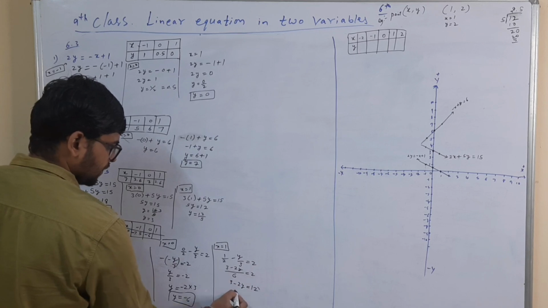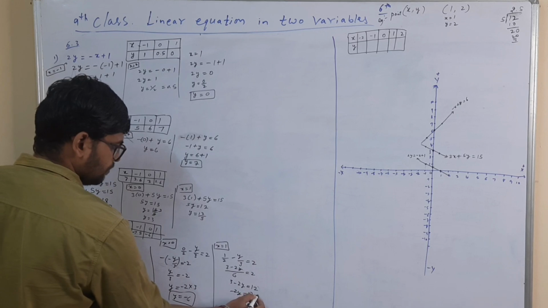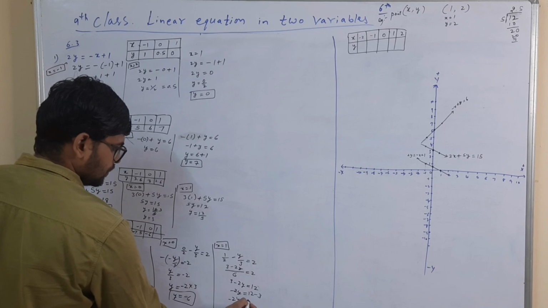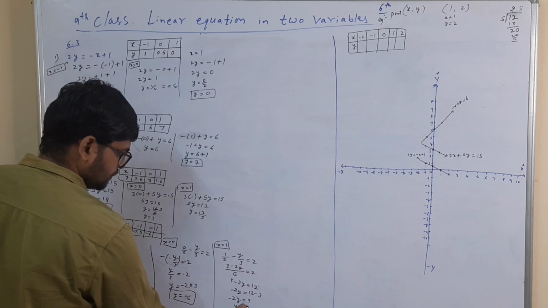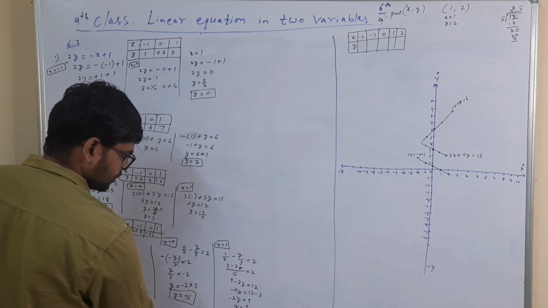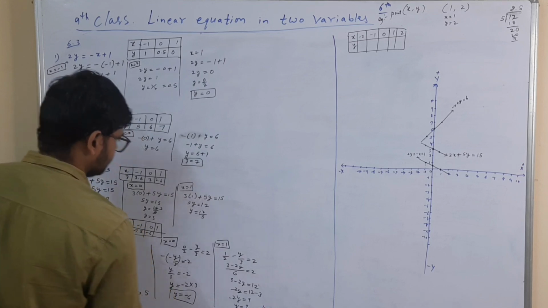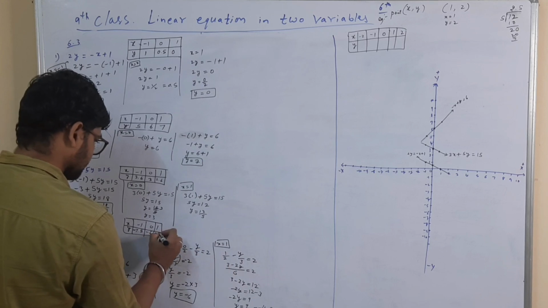This 3 will go that side. So 12 minus 3, minus 2y is equal to 9. Y is equal to 9 by minus 2. So we will get the value minus 4.5. If we calculate that one, we will get minus 4.5.